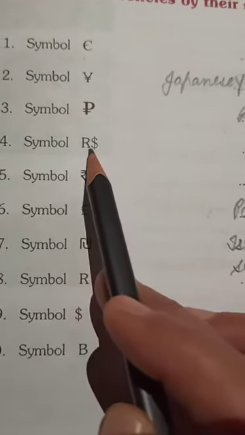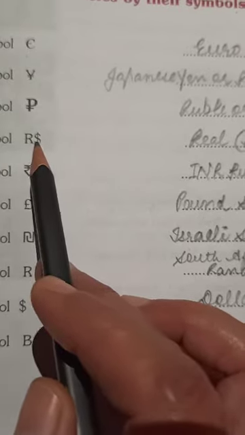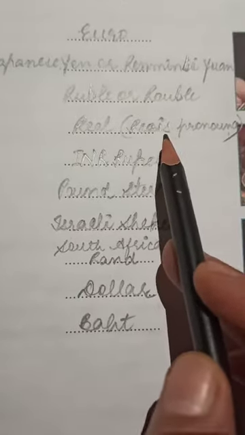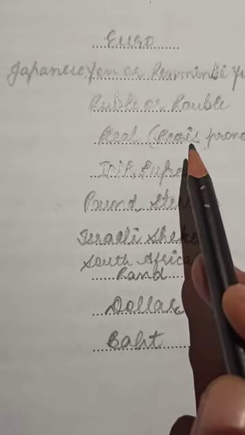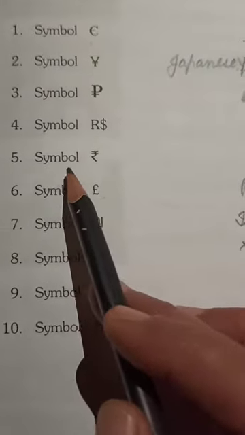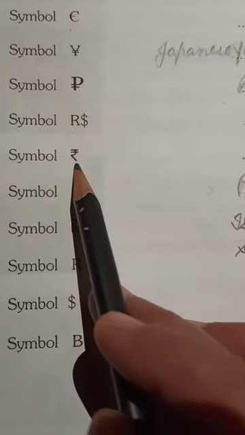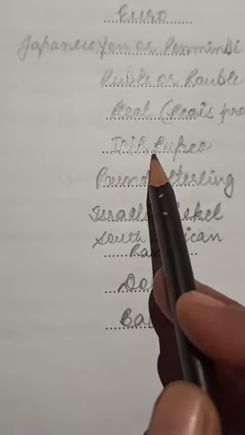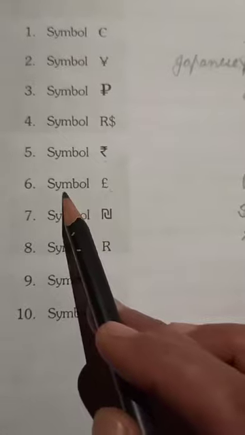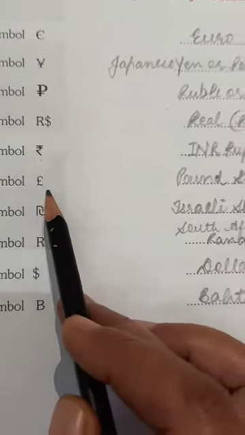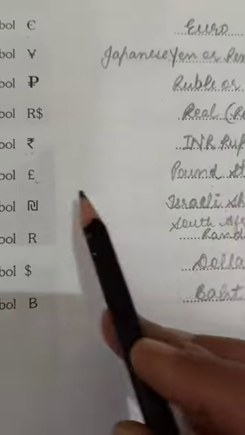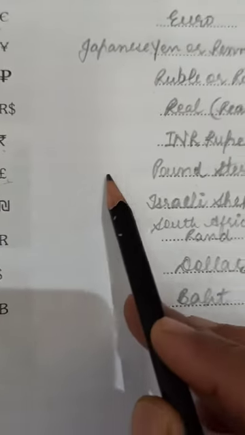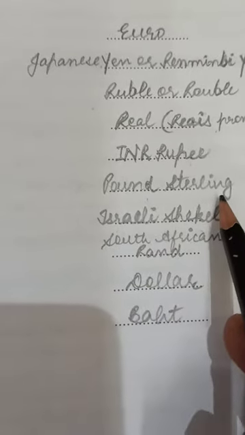After this, fourth one is this one, R and this dollar symbol. So it is meant for real, but its pronunciation is riyals. Okay, and fifth one is this one. All of you know that this is the symbol of Indian currency and it is called INR rupee. And sixth is pound. This symbol, sixth one, is meant for pound sterling.